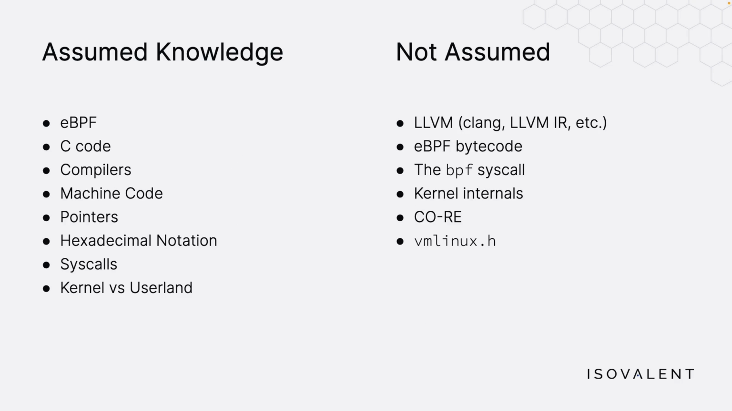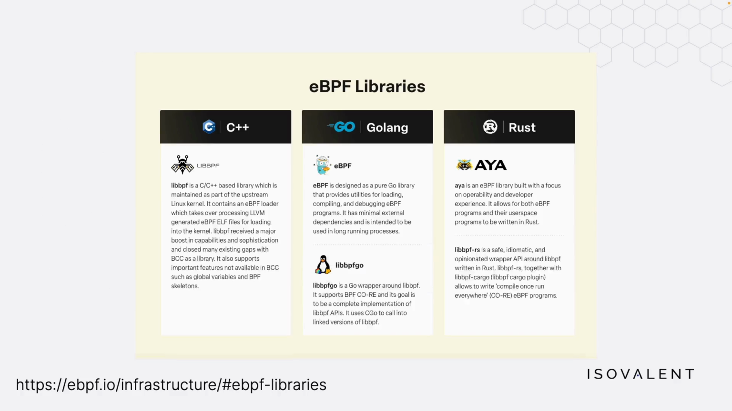I have a little bit of assumed knowledge. Most of it is relatively rudimentary. Just some idea of what C code looks like. You don't need to be an expert, or what a pointer is, hexadecimal notation, what a syscall is, that sort of thing. You don't need to know the specifics and internals or really much about eBPF beyond it has a bytecode and it runs in the kernel. That's all you really need. Everything else I'll explain as we go along.